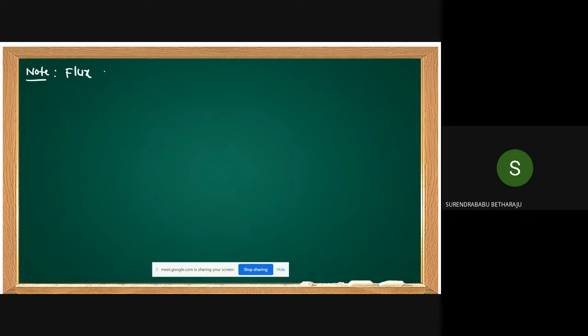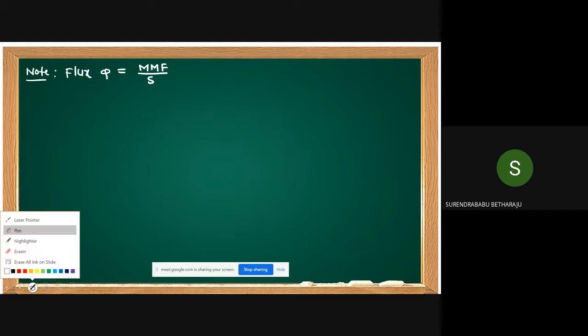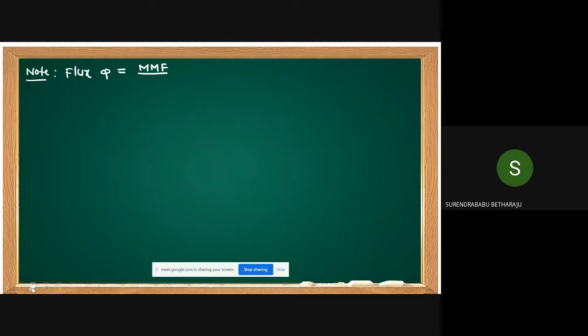Now, what is the flux phi equal to? Flux phi equals MMF by reluctance. This is the fundamental formula that you know. The MMF equals N into I. Reluctance I am giving the notation S. That means flux equals Ni by S.